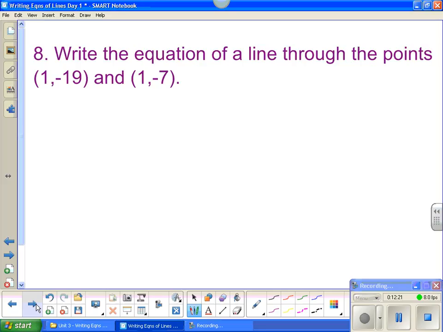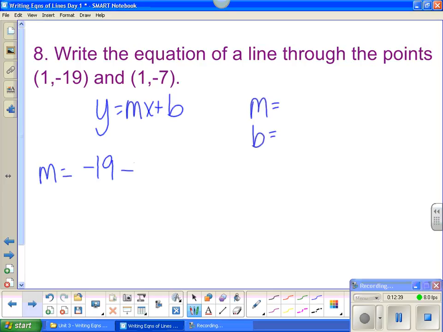Okay, write the equation of a line going through the points (1, -19) and (1, -7). Okay, so y equals mx plus b. I need m and b. I didn't give you either one, so we have to find our slope first. So m equals y minus y over x minus x. Negative 19 plus 7 is a negative 12 over 0. Okay, here we go. 0 on the bottom.